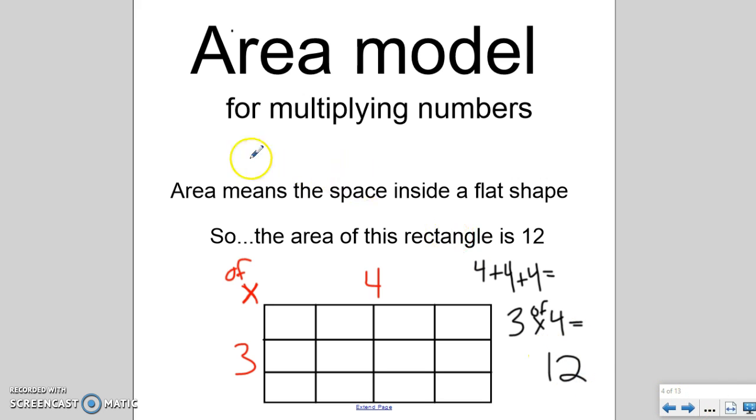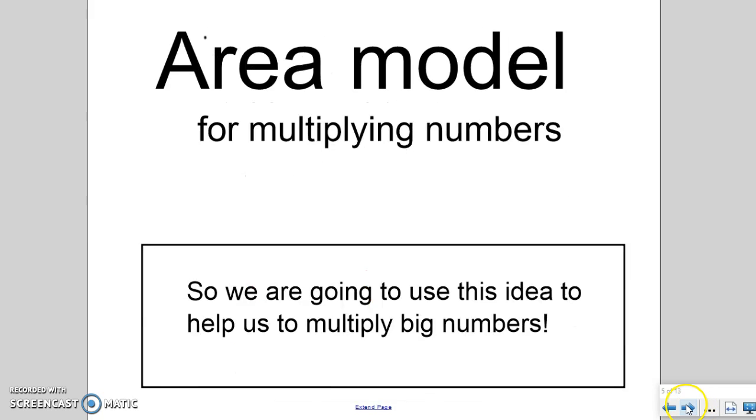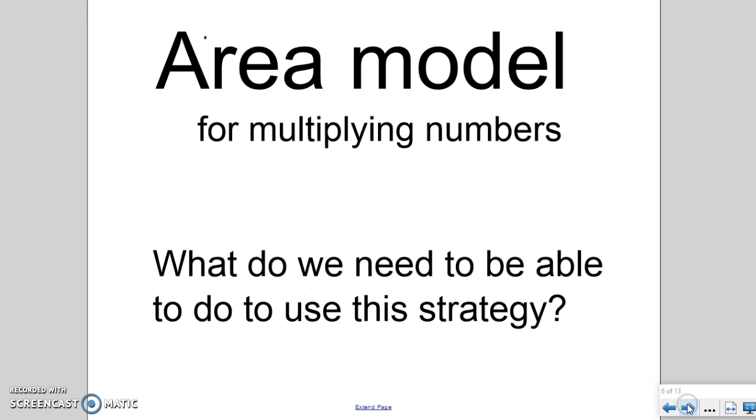So that's why there is a formula for area, which is, to find the area, you simply take the length of the rectangle and you multiply it by the width, just like we did here. So we're going to take this general idea and use this to help us to multiply big numbers.